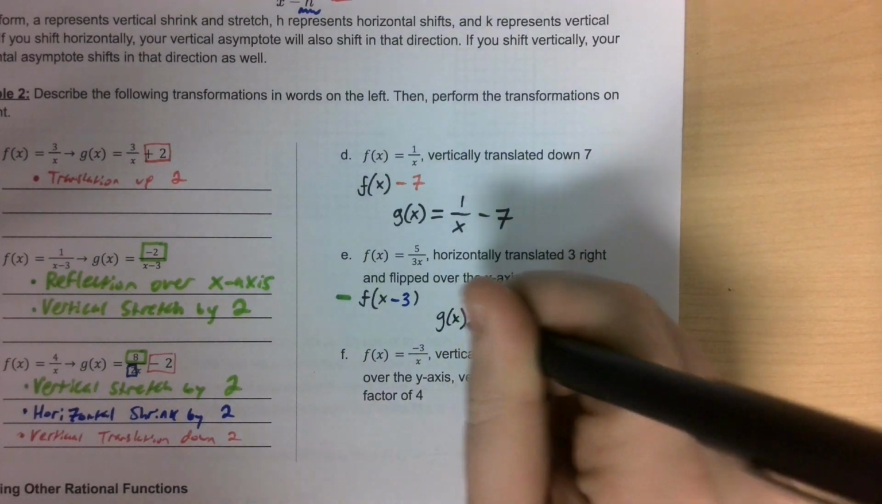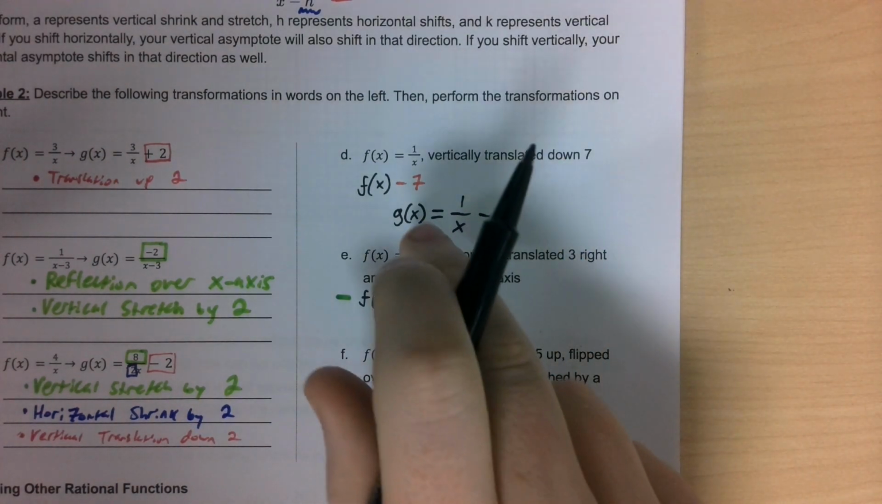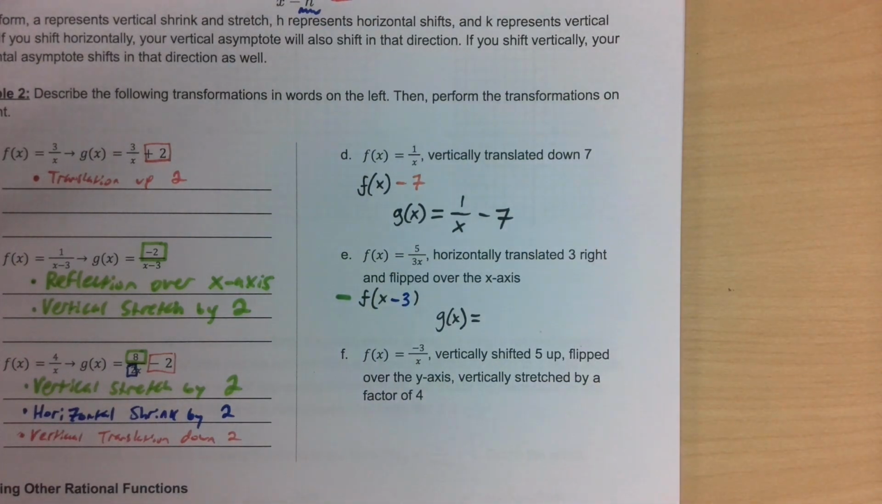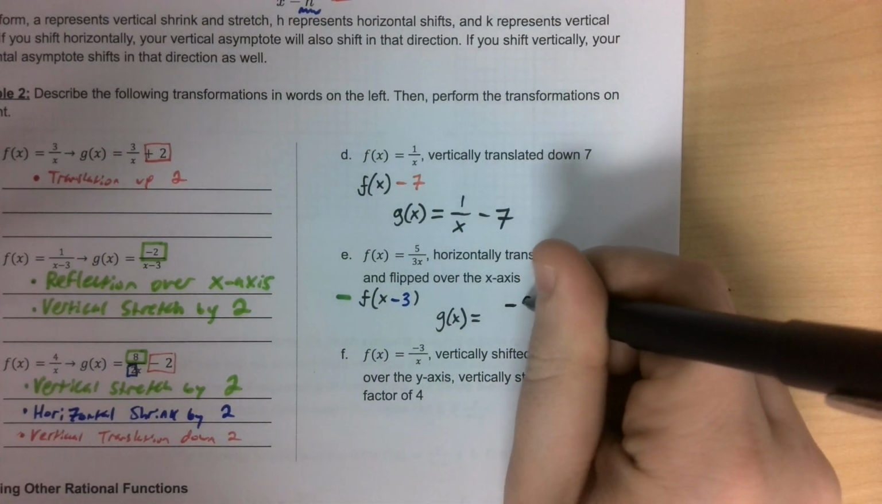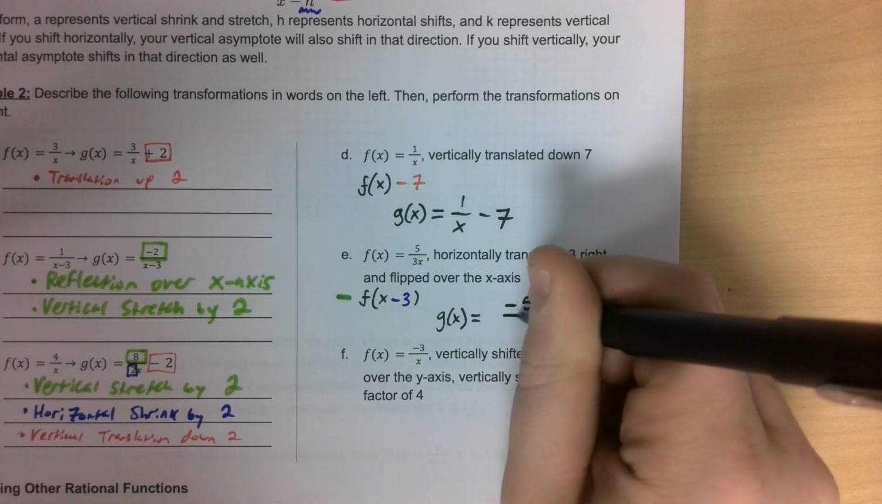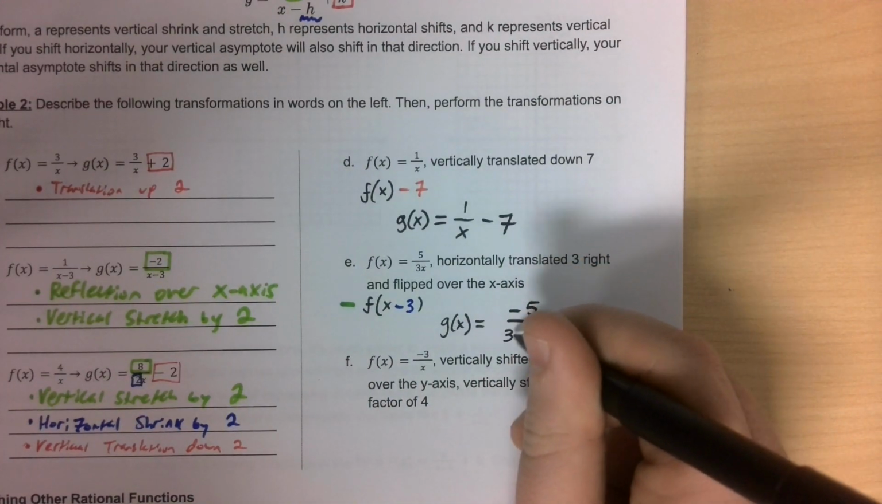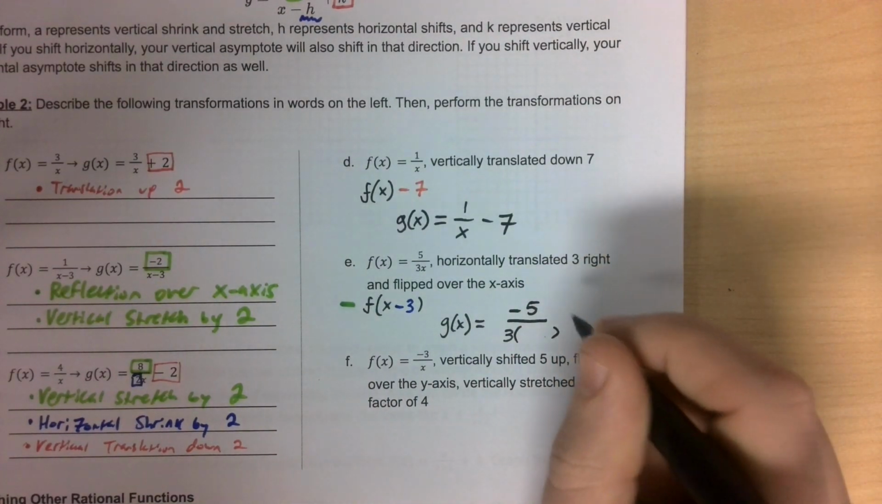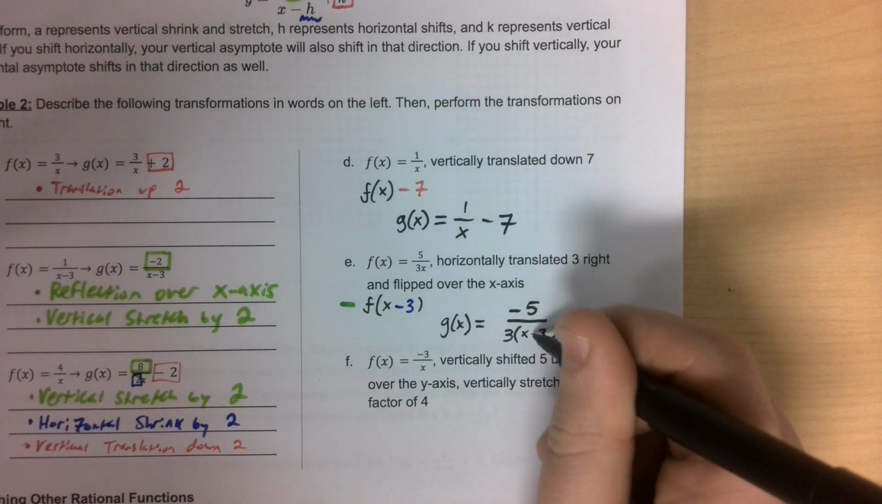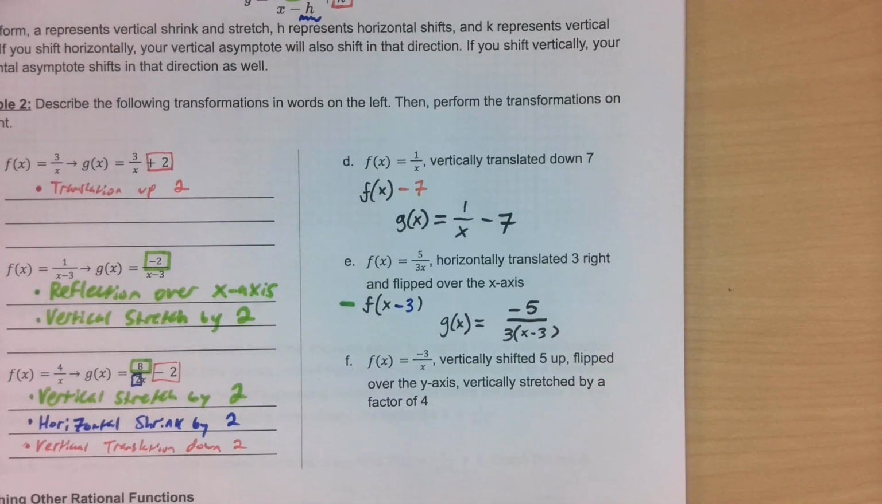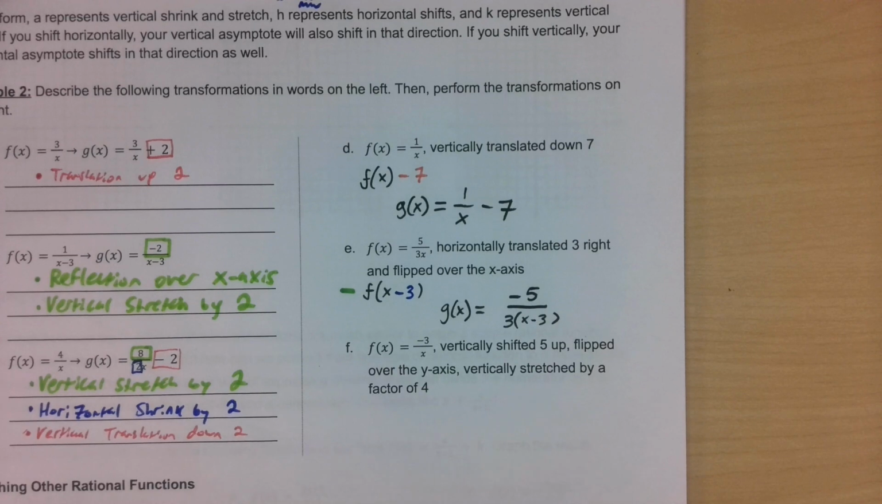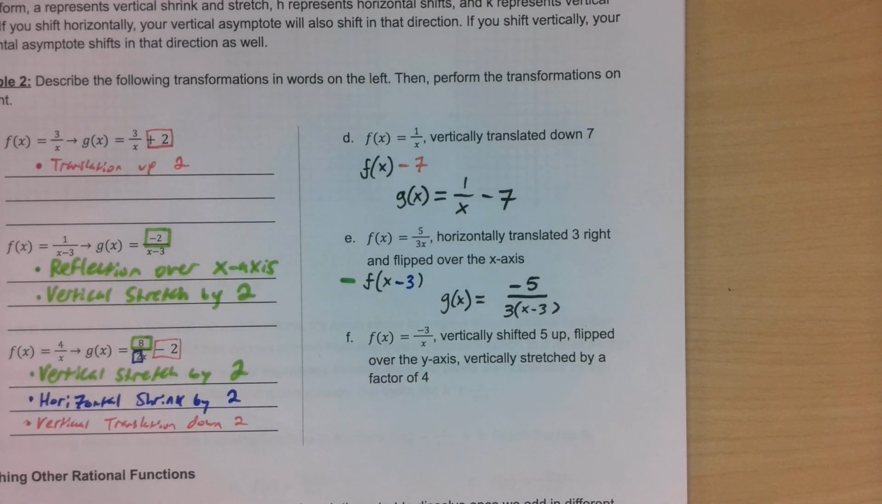That means g of x is going to be, instead of 5 over 3x, we'll make it negative 5. That's changing our whole thing. That's our flip. Over 3 times, instead of x, we're writing x minus 3. There we go. That's horizontally translated 3 right and flipped over the x-axis.